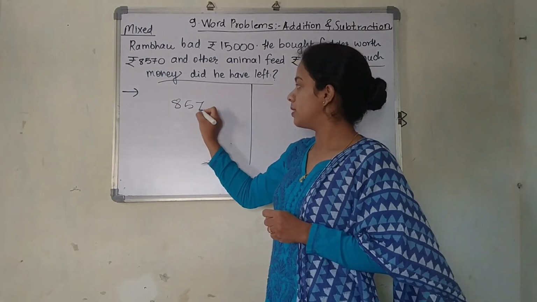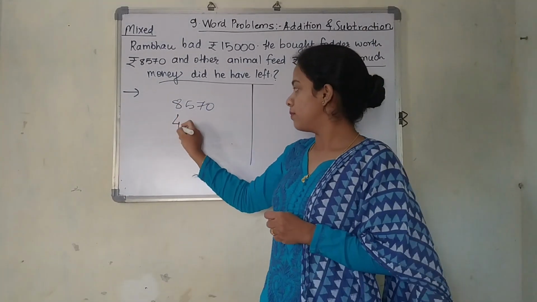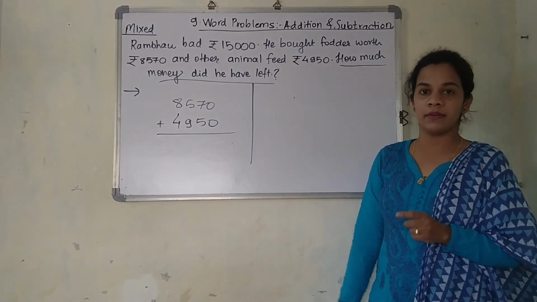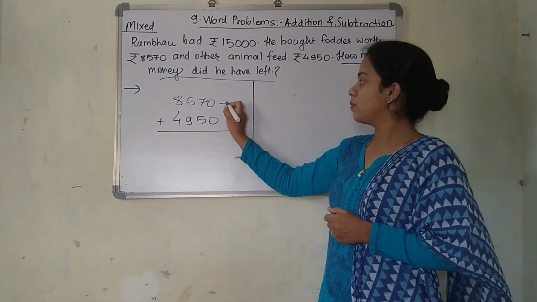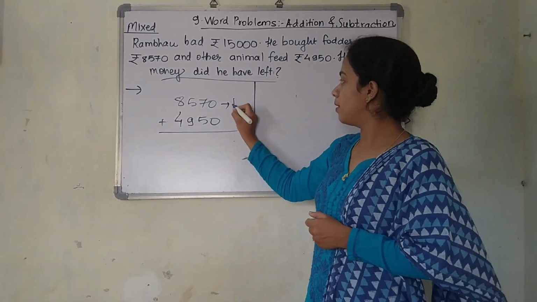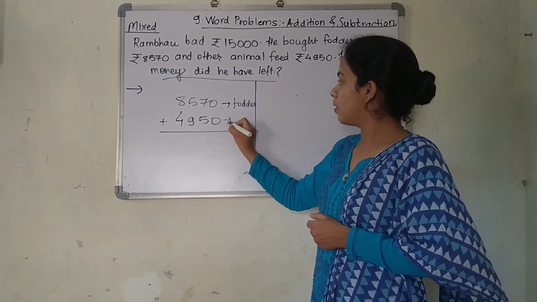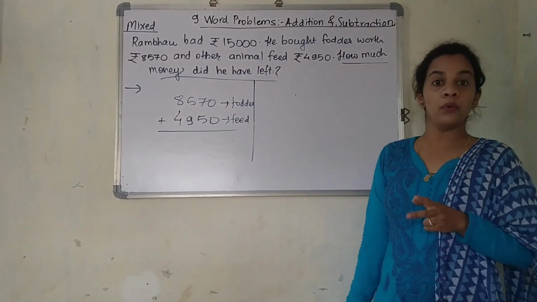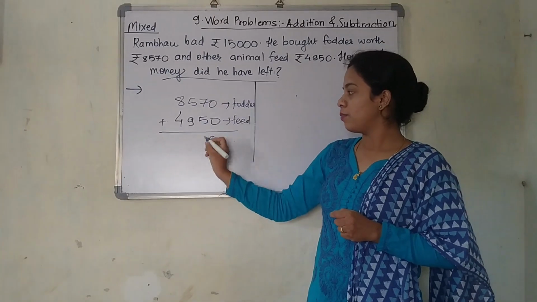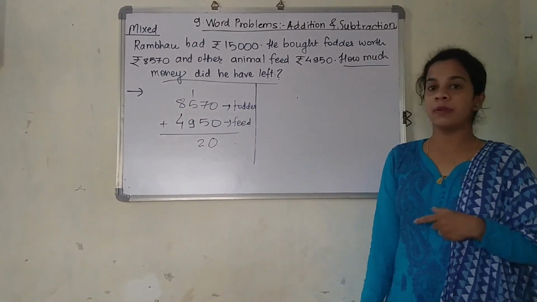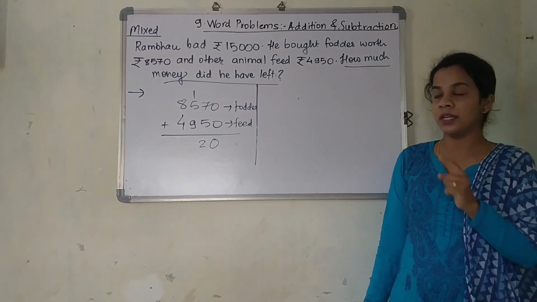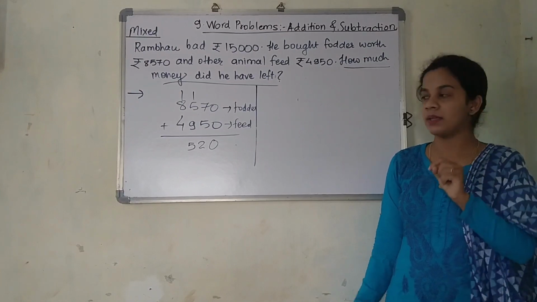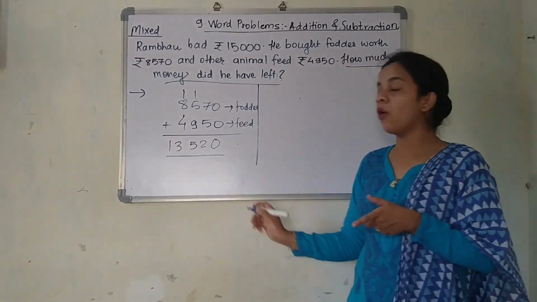We are going to add those two numbers, that is 8,570, sorry, my mistake, I said something wrong, and 4,950. This was the cost of the fodder, and this one was animal feed. Okay, so we are going to add them. 0 plus 0 is 0. 7 plus 5 is 12, so one will be carried. 5 plus 9 is 14. 14 plus 1 is 15. 1 went on the top. 8 plus 4 is 12. 12 plus 1 is 13. So this much money he already spent.